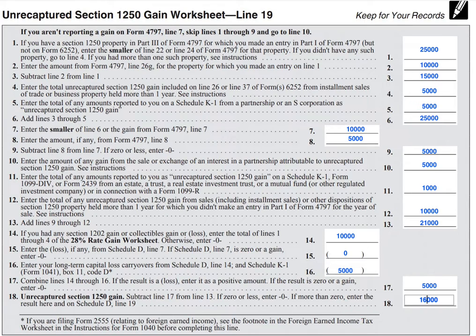Or finally, if you reported a long-term capital gain from the sale or exchange of an interest in a partnership that owns Section 1250 property. All of those conditions, or any of those conditions, will lead you to complete this unrecaptured Section 1250 gain worksheet so that you can properly complete line 19 on Schedule D.